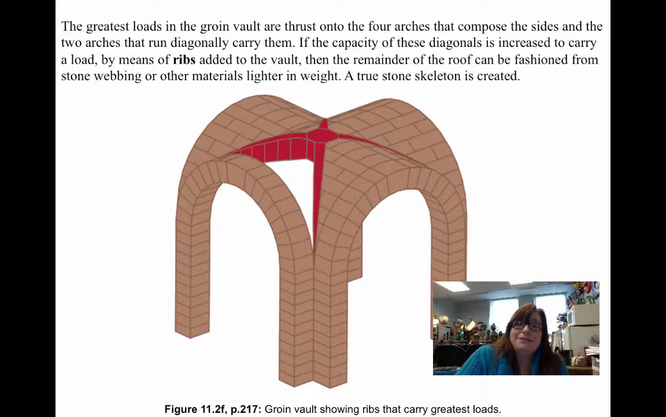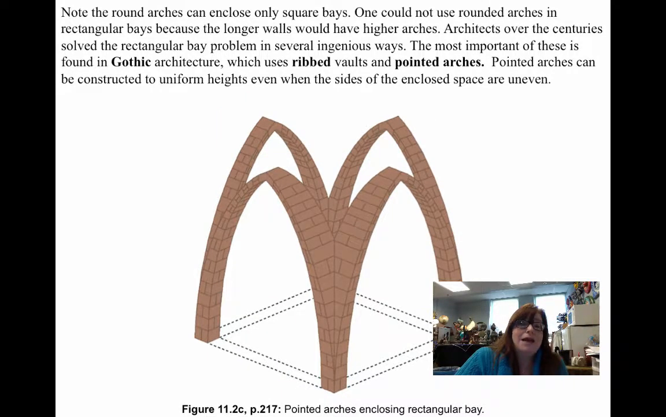If the capacity of these diagonals is increased to carry a load by means of ribs, which you can see here in red, added to the vault, then the remainder of the roof can be fashioned from stone webbing or other materials that are lighter in weight. A true stone skeleton is created, and if you go into some of these medieval churches, you can literally see the skeleton of the building. And then the next thing that they discovered is if they used pointed arches, they could build the building even taller.